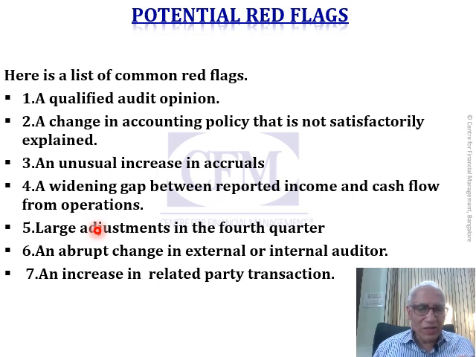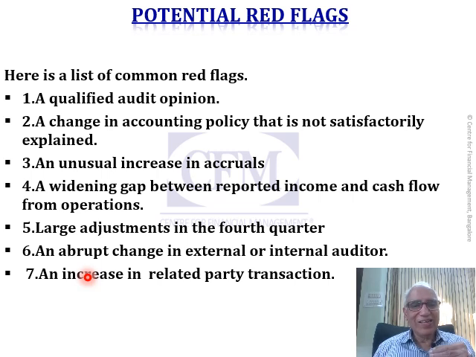5. Large adjustments in the fourth quarter. If the firm makes a lot of adjustments in the fourth quarter, then obviously there is something it is doing in order to boost a sagging bottom line. 6. An abrupt change in external or internal auditor. If there is an unexpected and abrupt change in the external auditor or internal auditor, one has to be suspicious of the quality of accounting information.